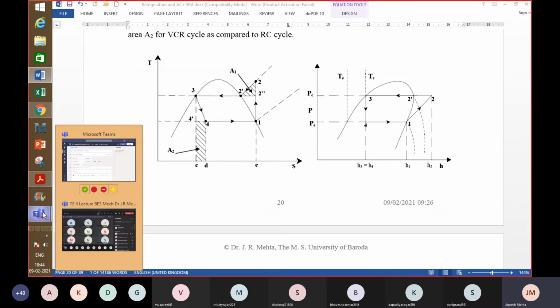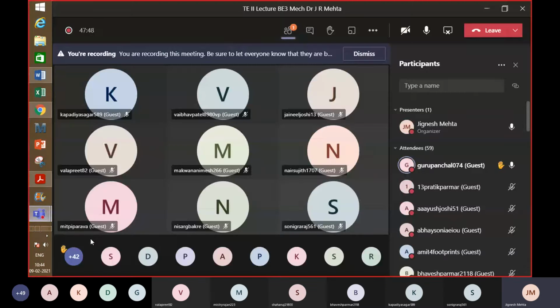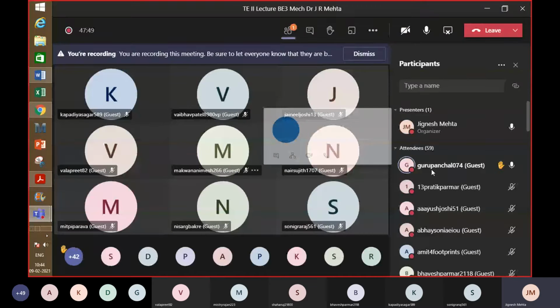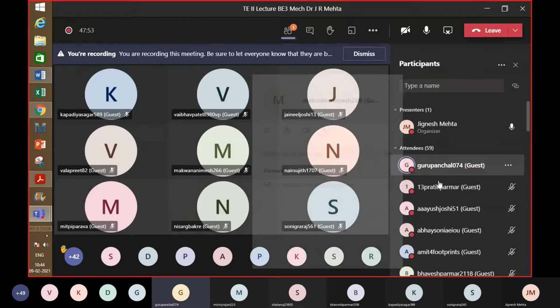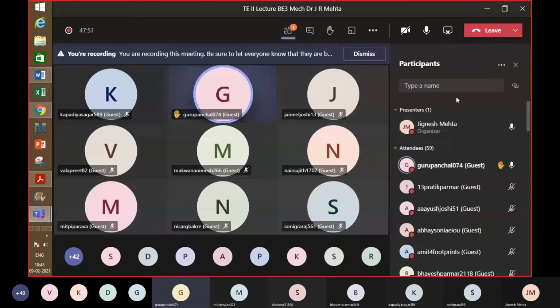Yes. Yes. Sir, Guru Panchal. process. Yes, sir. Sir, is it 3 to 4 process is reversible or irreversible?